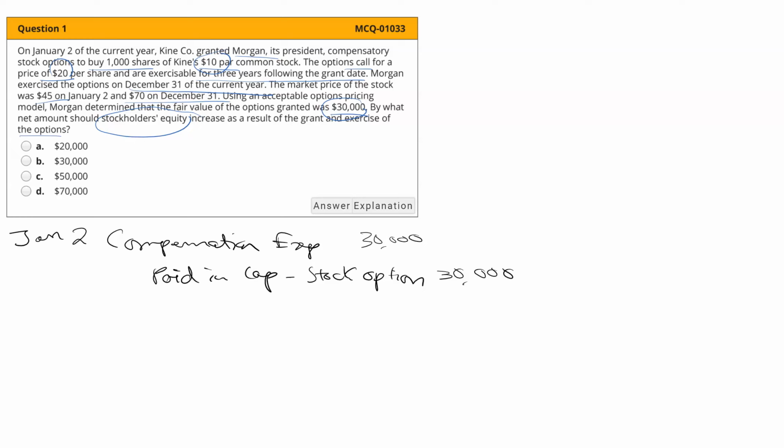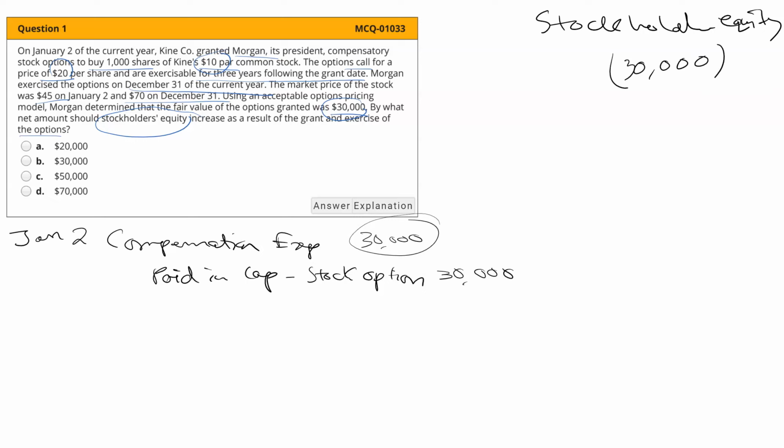So how would that impact your stockholders' equity? This $30,000 is an expense, so it will reduce your stockholders' equity. So if I want to show the stockholders' equity impact here, this compensation expense will reduce your stockholders' equity, so it's a negative impact, and this paid in capital stock option amount will increase your stockholders' equity, so we will show it like a positive impact on stockholders' equity, or plus 30,000.